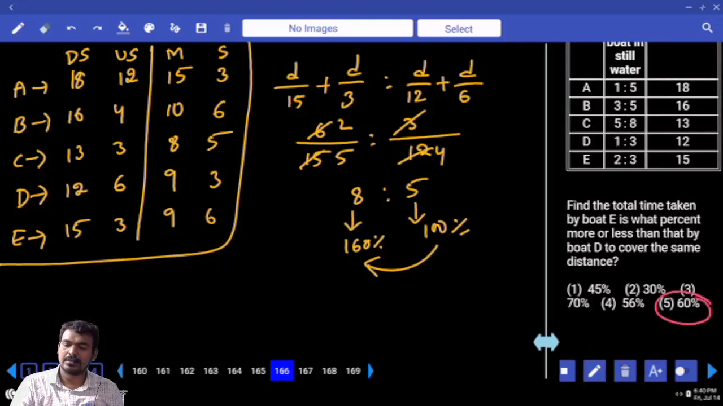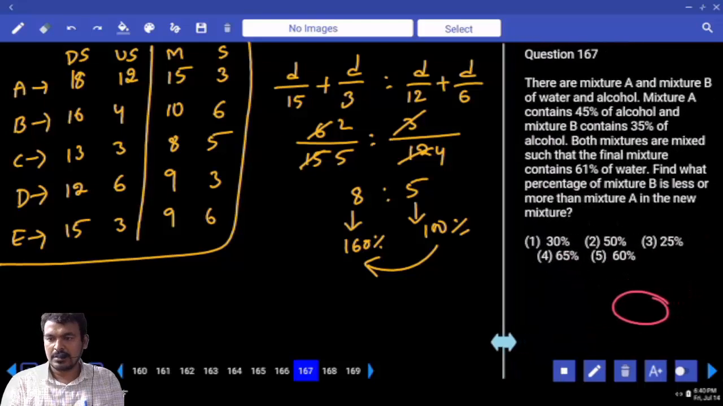The question is either percentage more or less. How much percent or more? 60% more. Next, 167.